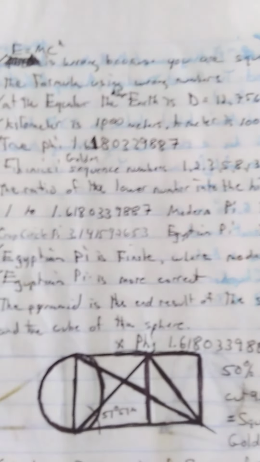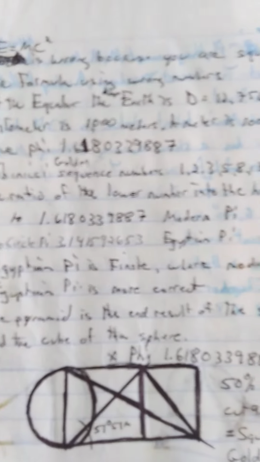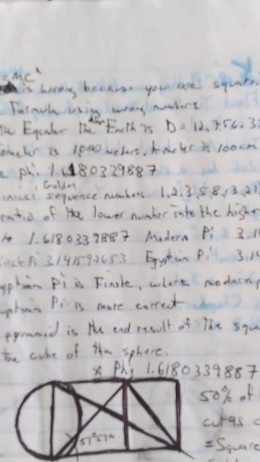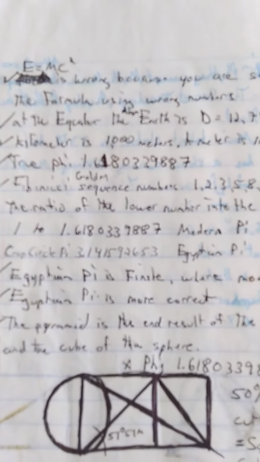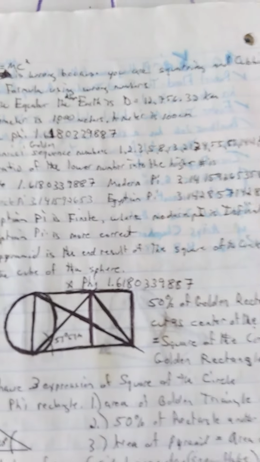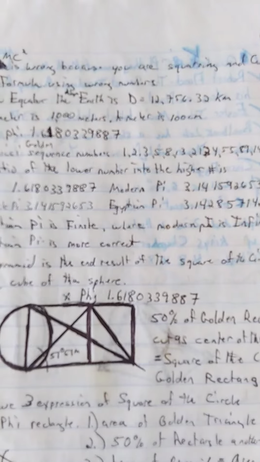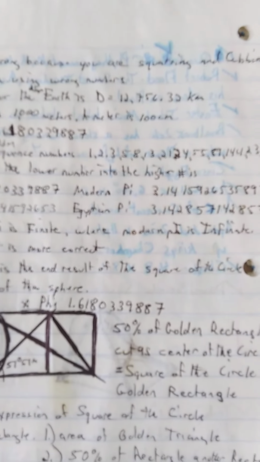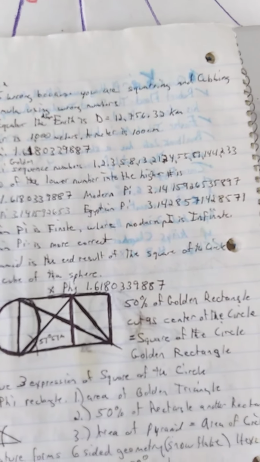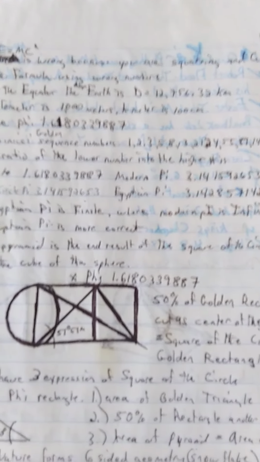Okay, what he's saying is that modern pi is 3.1415926535897. A crop circle pi is 3.141592653. Egyptian pi is 3.1428571428571. He says that Egyptian pi is finite, where modern pi is infinite. Okay? Egyptian pi is more correct.